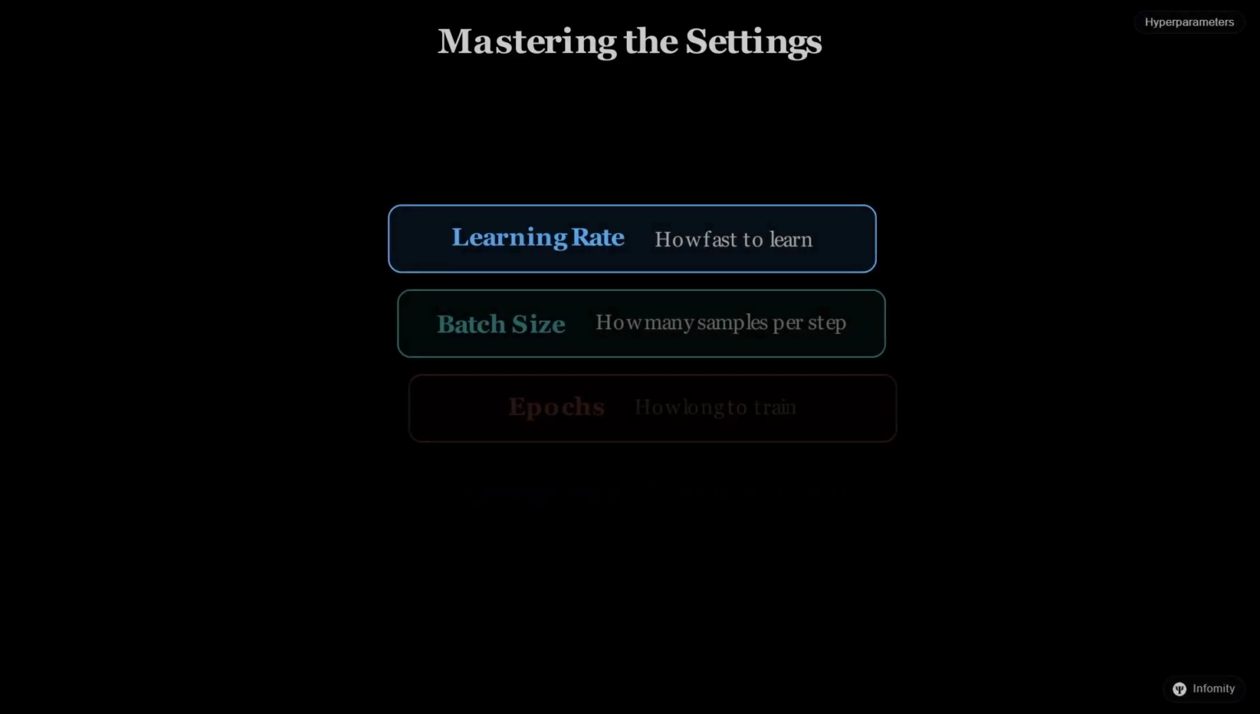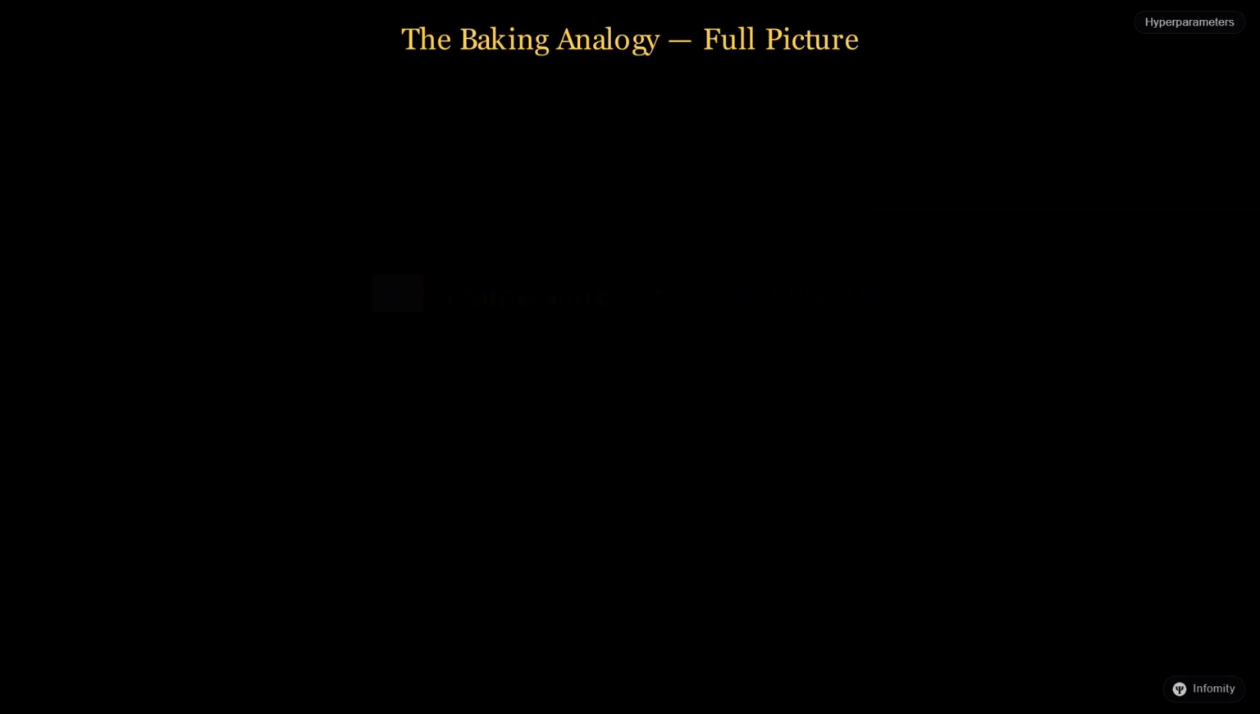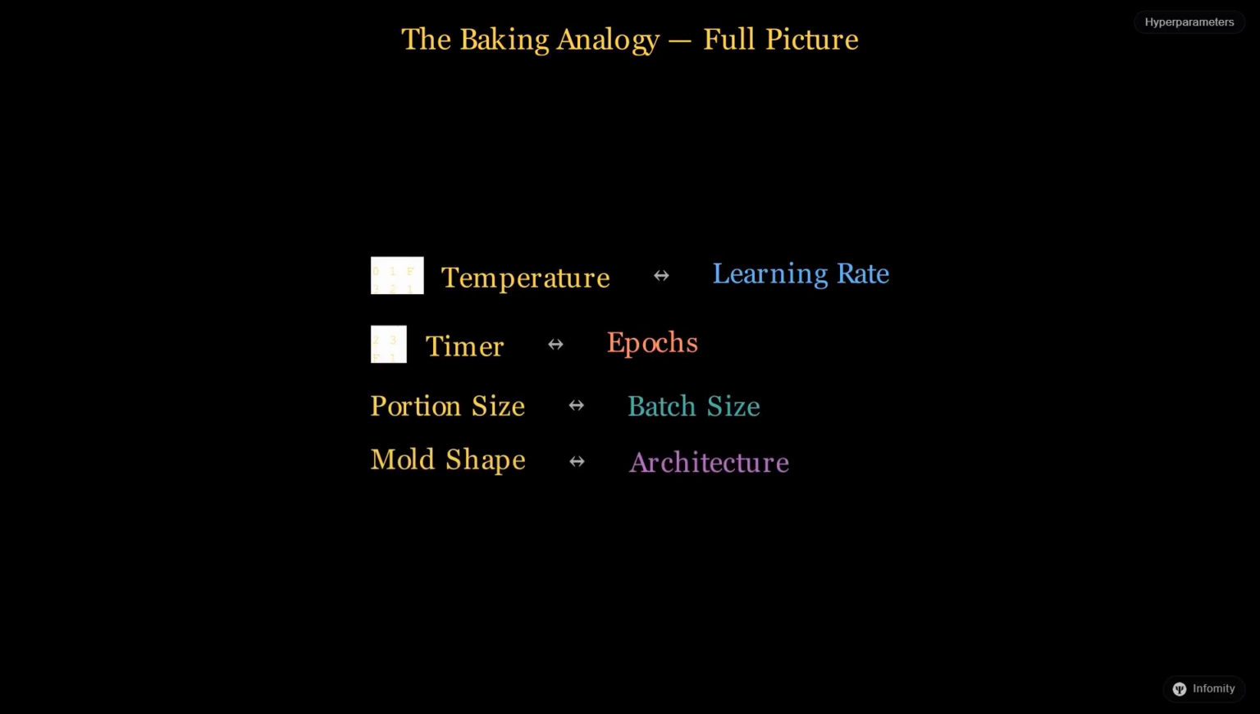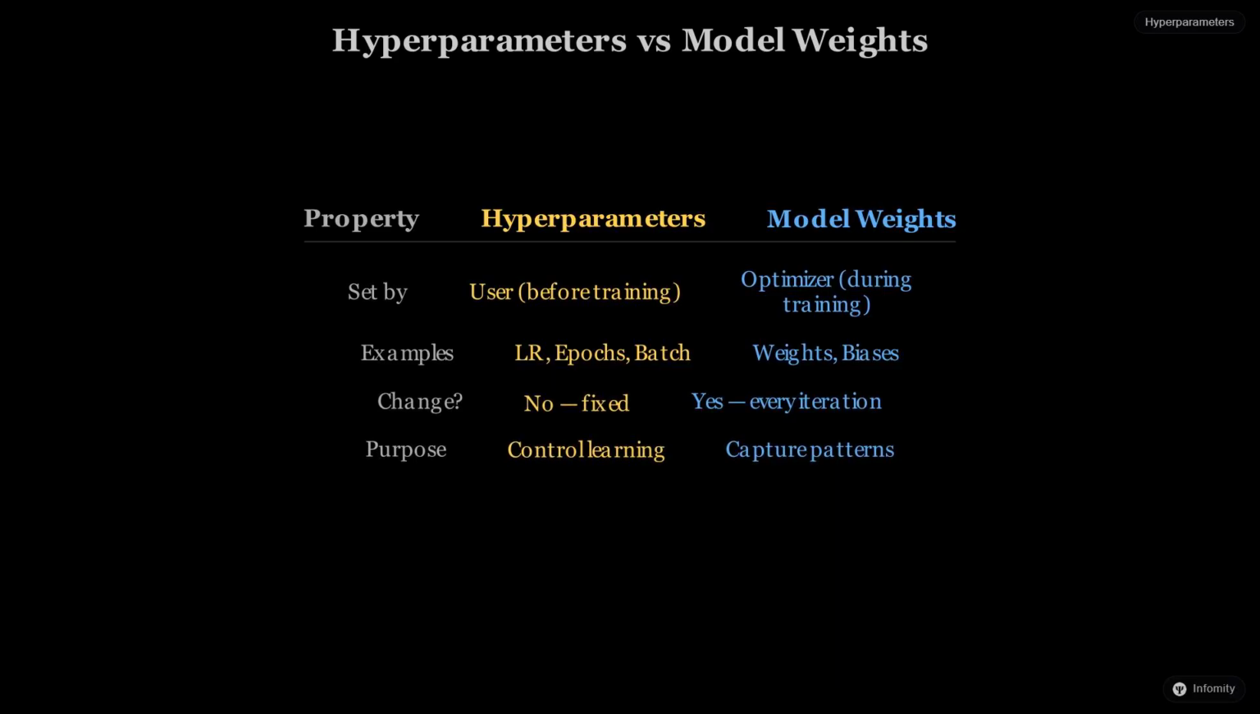Hyperparameters are the essential settings that define the journey of machine learning. They are the temperature, the speed, the time, and the shape that we decide upon before the first data point ever enters the system. While the model learns its own weights, it relies on us to provide the perfect environment.